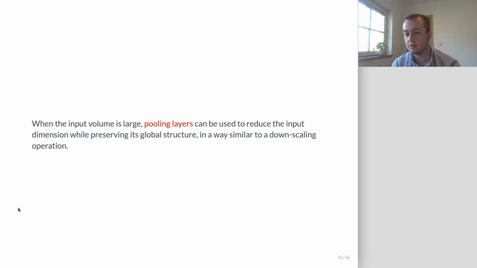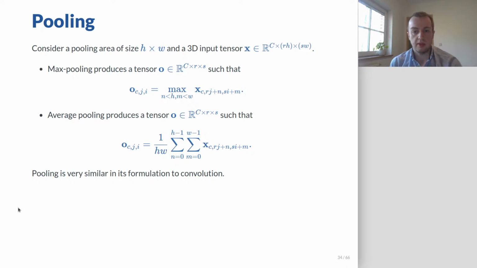Unless, of course, you reduce it too much, in which case you will start losing the small details, and if you reduce it really by a lot, then you can, of course, discard a lot more information. Mathematically, pooling is defined very similarly to convolution. And so here in this slide, I define two different ways to implement pooling. The first one is called max pooling.